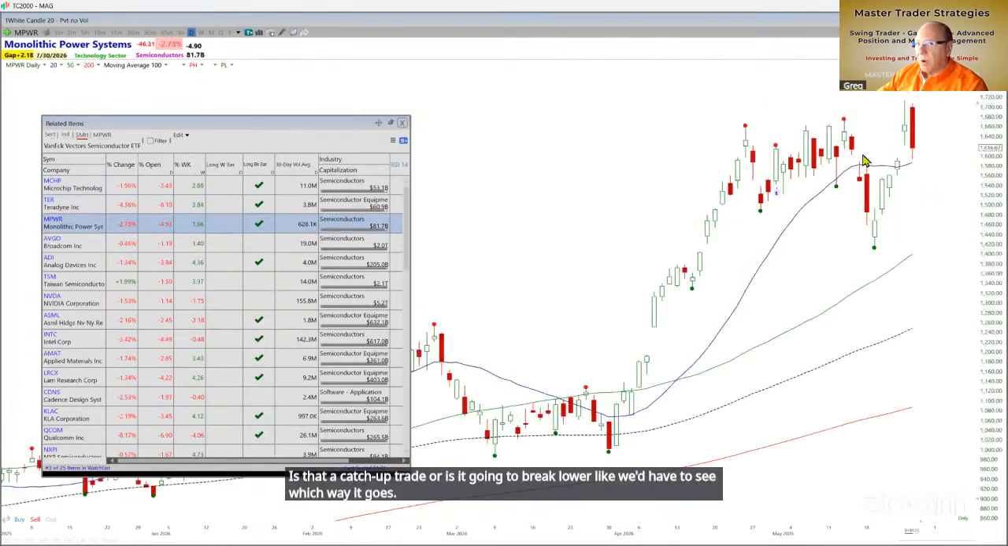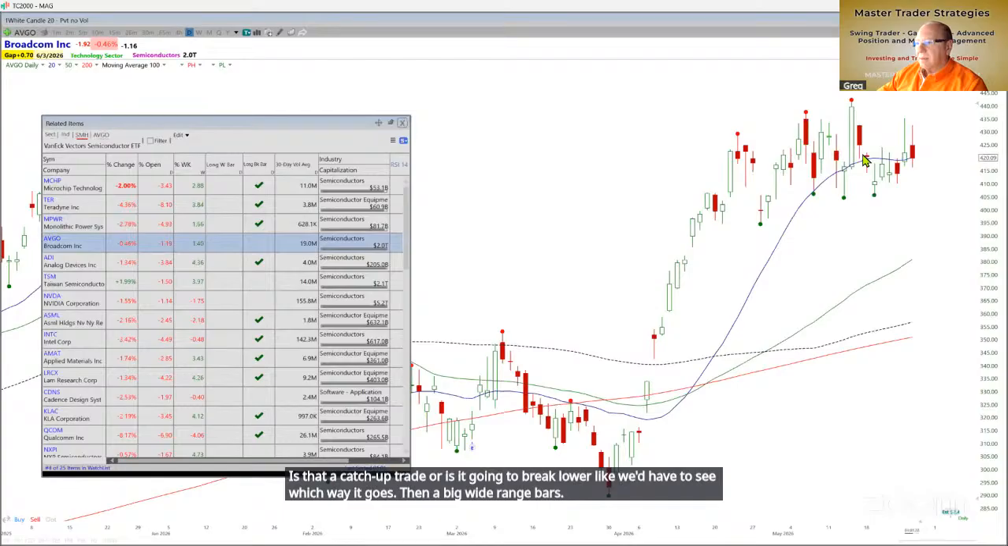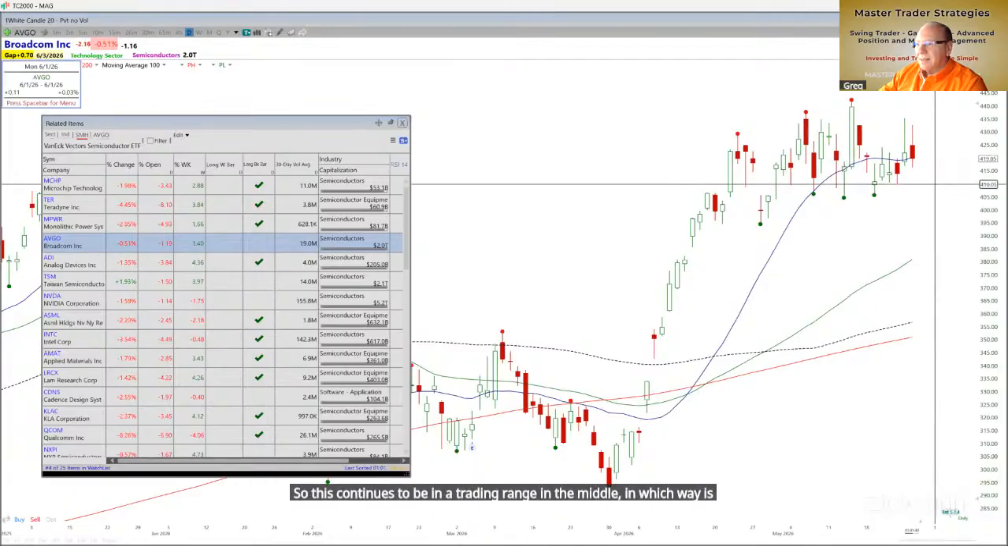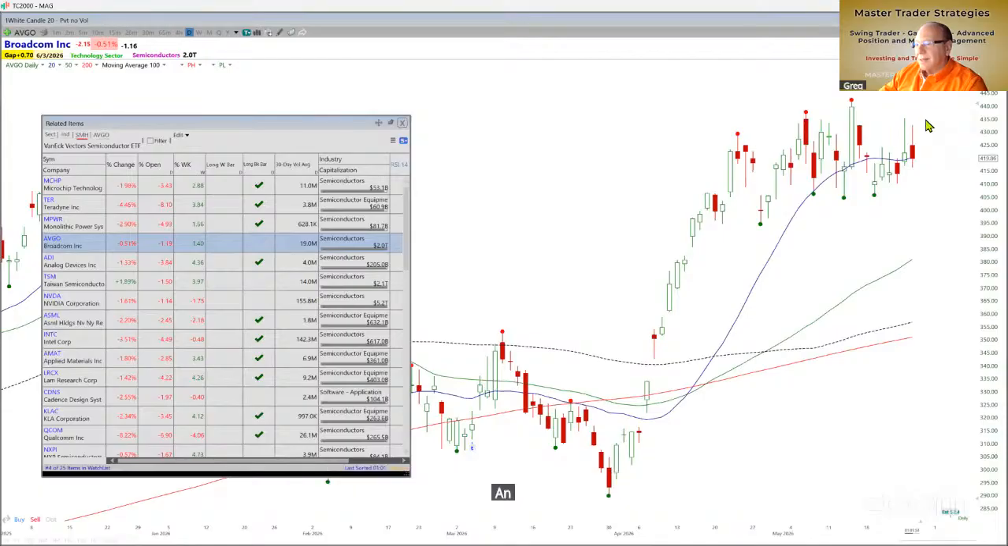Then big wide range bars. And so again, trend, support, resistance, bar by bar analysis. Here's a trading range. And what is this? Broadcom. This was a green bar before the day ended yesterday. So this continues to be in a trading range and in the middle. And which way is it going to break? So this is one you definitely want to put an alert under the lows and an alert up at the highs and see which way it goes.